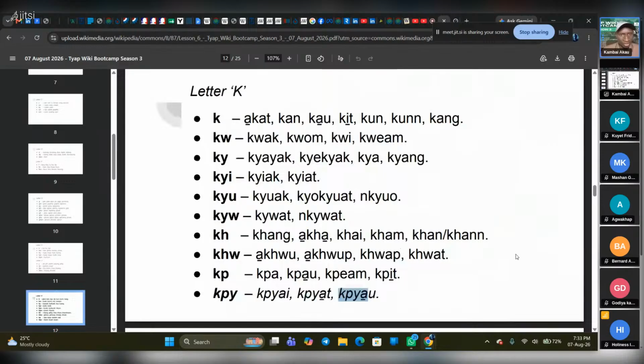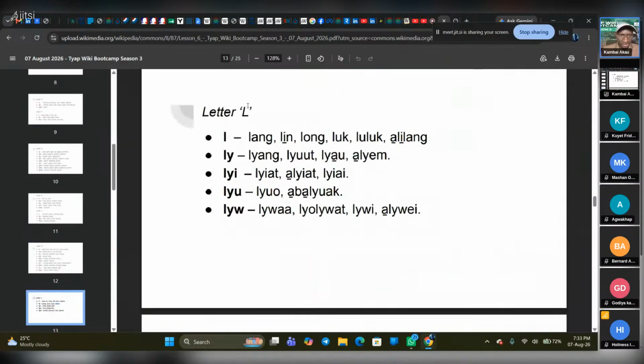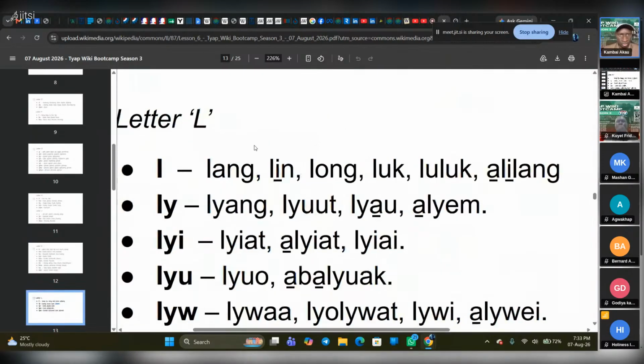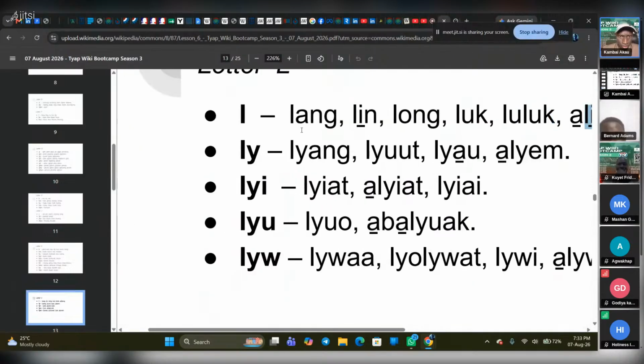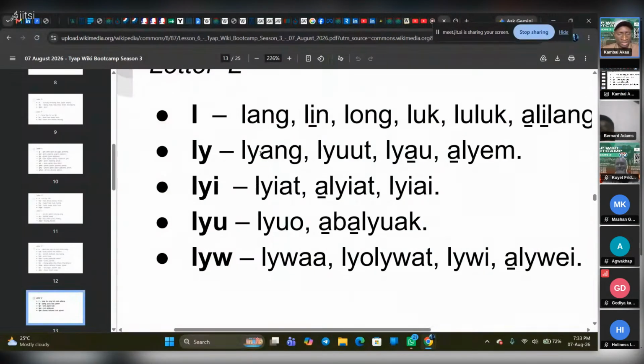And then under letter L, we have these variants. There are about 5 of them also. Under the pure L sound, we have lang, long, lung, look, lulu, and then we have a lang. Then we have the palate form of this L sound, and underneath we have examples such as liang, liu, and then liam.